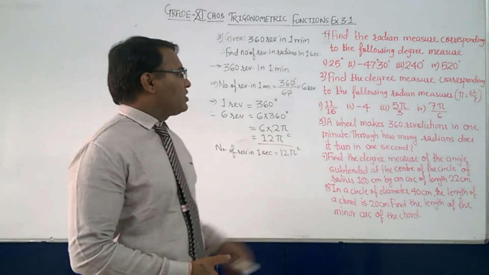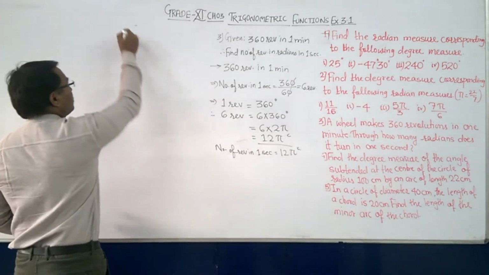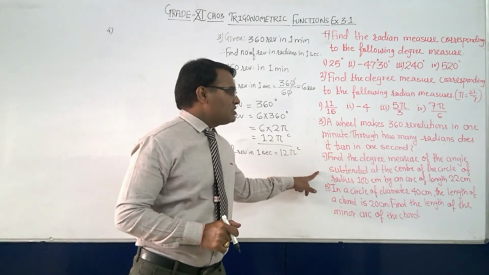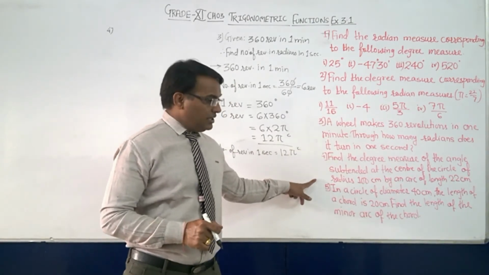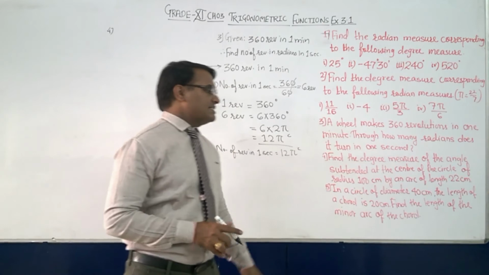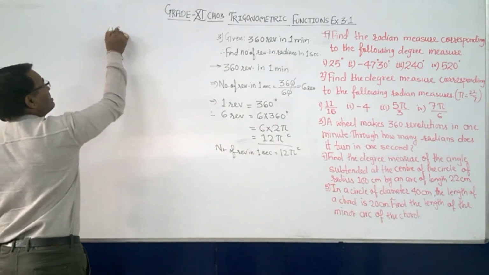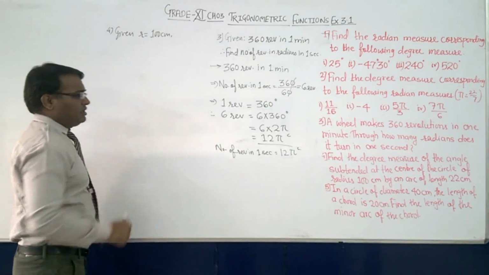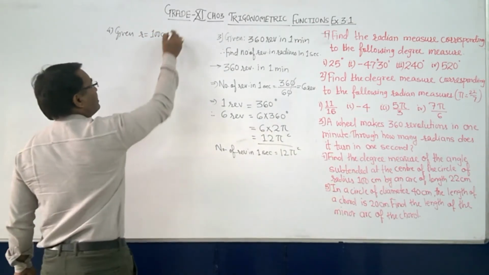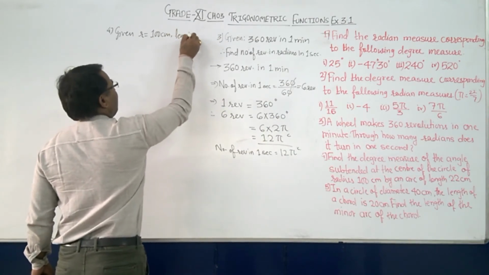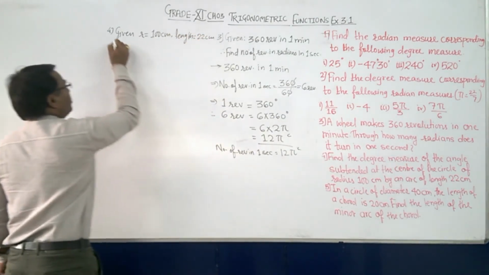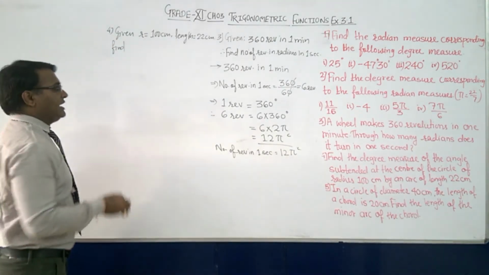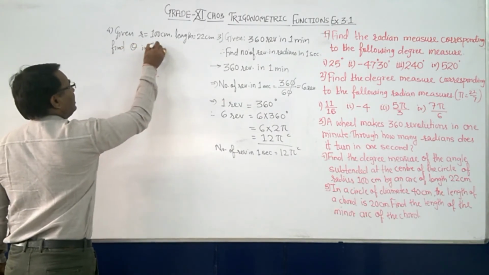Simple. Now next sum, that is sum number 4. What is it? Find the degree measure of the angle subtended at the center of a circle of radius 100 centimeter. What is given? R is equal to 100 centimeter. And then the second thing is the arc length, L is equal to 22 centimeter. What we have to do? We have to find the degree measure of that angle. Find theta in degrees.